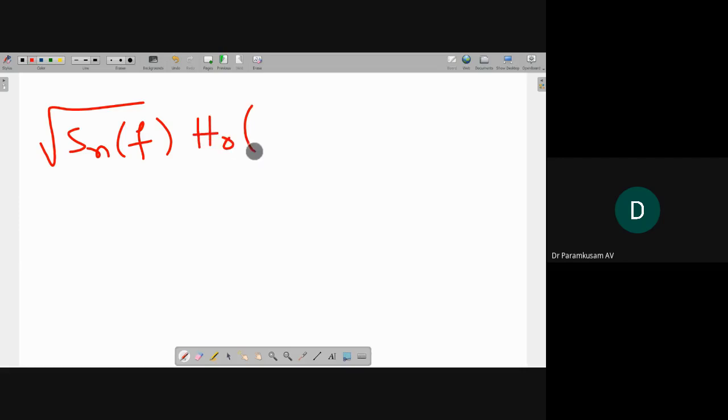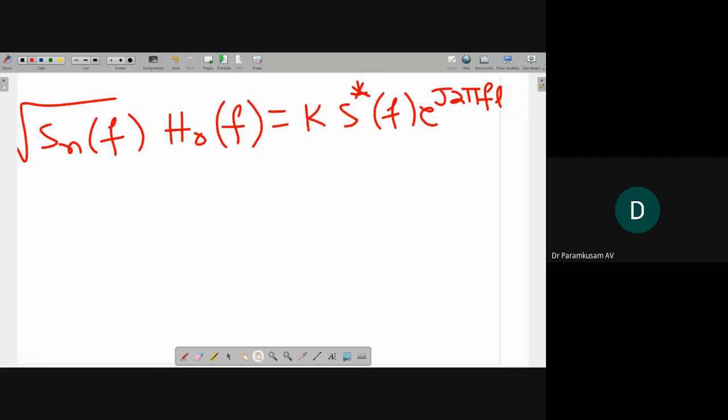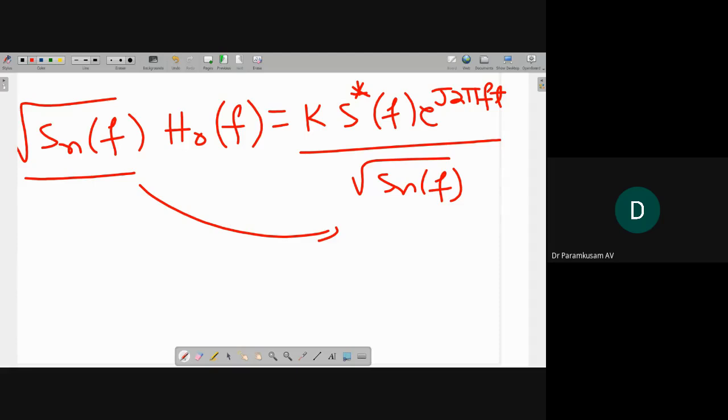H naught of f, I will write it like this, is equal to k into S star of f e power j 2 pi f t divided by root over Sn of f, root over Sn of f. When you bring this root over Sn of f, the root cancels and Sn of f remains. Okay, don't get confused.